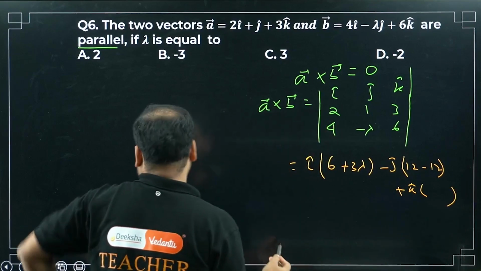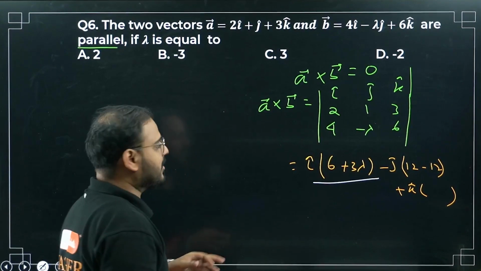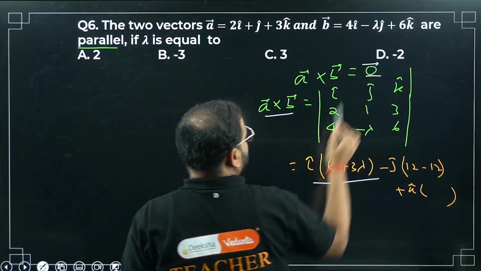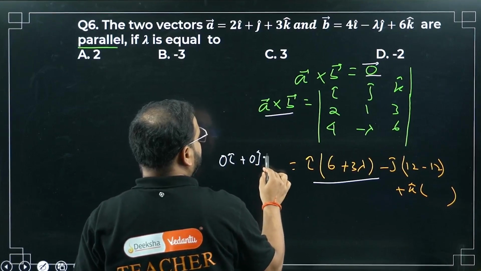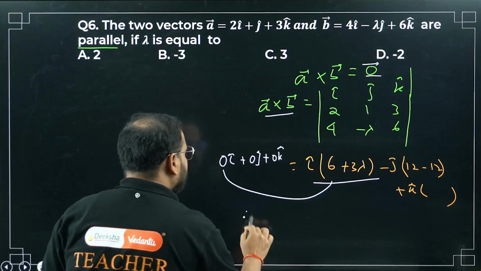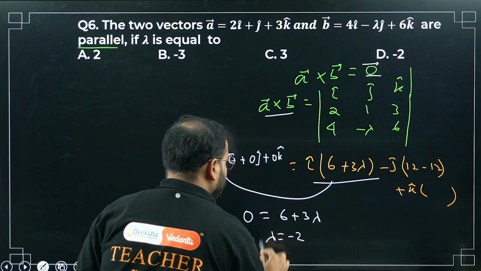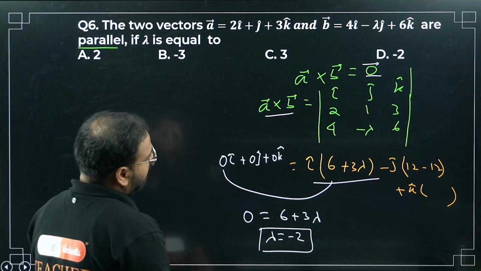But doesn't matter? It does not matter, sir. How come? Please check this. This is enough for our answer. What is A cross B? 0, sir. 0 means what? 0 means 0 I cap plus 0 j cap plus 0 k cap. Compare I cap coefficient. I get 0 equals 6 plus 3 lambda, means lambda equals minus 2. Minus 2 times 3 is what? Minus 6. 6 minus 6 is 0.